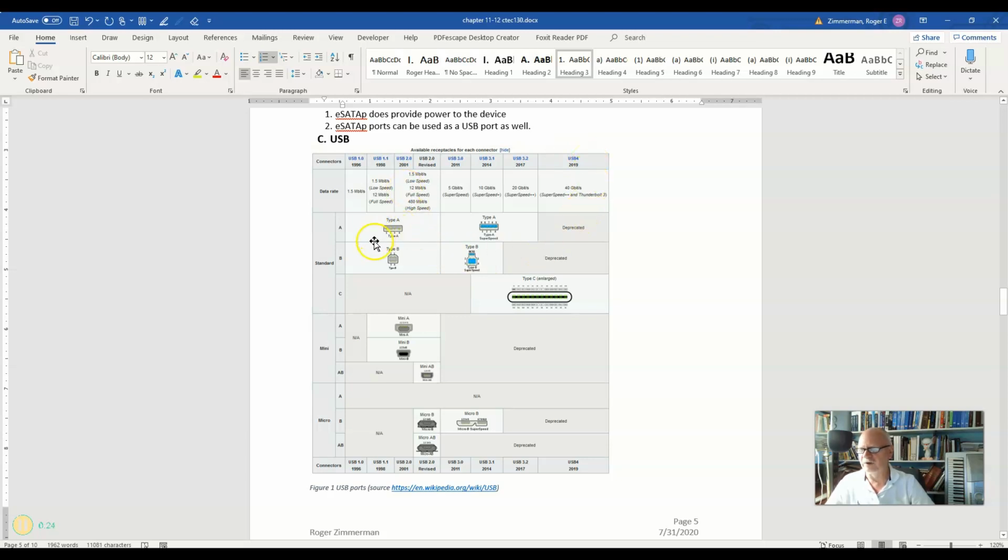And within each one, as you can see, type A can be either a USB 1, 1.1, or 2, and then there's a type A for 3, 3.1, 3.2. You'll notice that this one is blue. We're going to talk about those colors in just a little bit. USB 4 is the latest one, and it can run up to 40 gigabits per second.